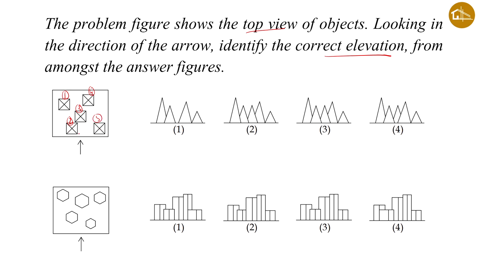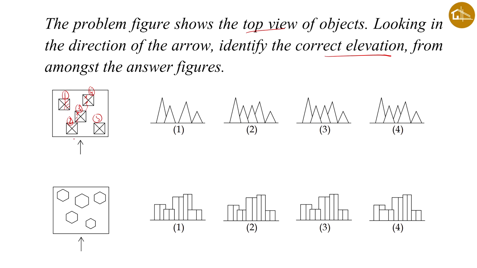As these are at the front, you will be able to see them fully. And these are at the back, so these will be visible partially, because some portion of the first one will be hidden by the second one, and some portion of the third one will be hidden by the second one, and some portion of the fourth one will be hidden because of the third one.